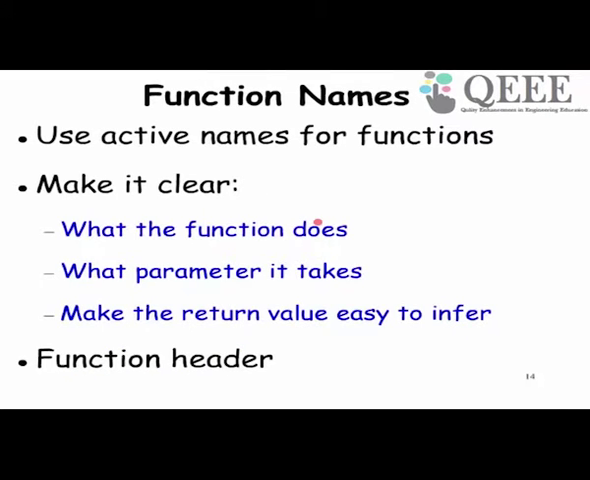Now, how do we give function names? One thing is that the function names can be in active verb form, which describes what the function does. For example, search book name or compute something and so on. These are verb forms which make clear what the function does. Like compute pay: it makes clear that the function will use some expressions, take some parameters and compute the pay. And also we have to clearly say what parameter it takes and what value it returns.